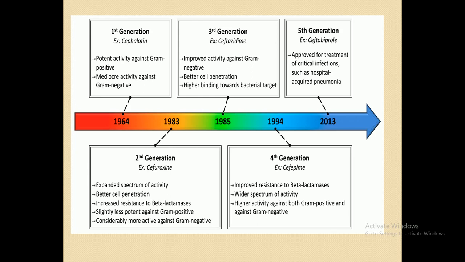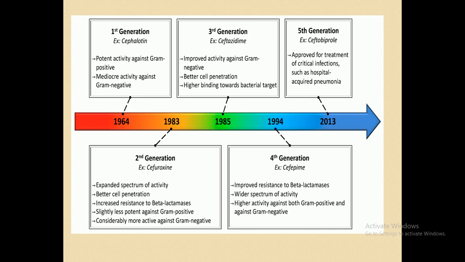the first generation. So it means that the first generation has a potent and strong activity against gram-positive bacteria, but the activity against gram-negative bacteria is moderate, that is slow, as compared to the third generation, fourth generation, and more. Now let's look at the first generation.